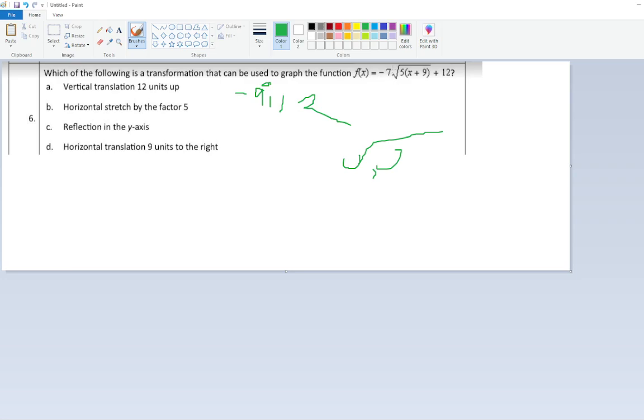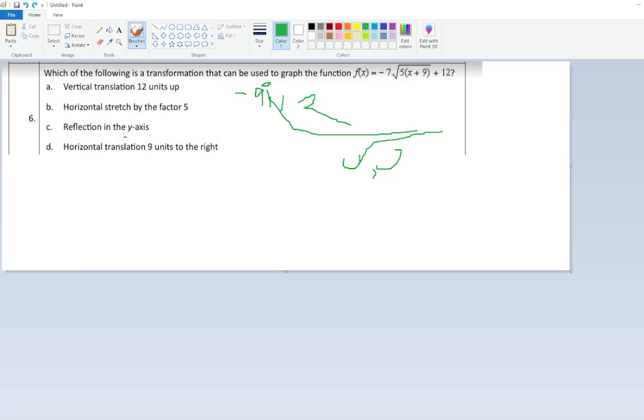You can see that it has a stretch by a factor of 7. So it's going to be very thin going whichever way it's going. And then it also has a compression by a factor of a fifth. So it's going to be even thinner, very stretchy. But this minus here is a reflection in the x-axis. So instead of going up, it's going down. That said, that doesn't matter. What they're asking is which one of these things matches this.